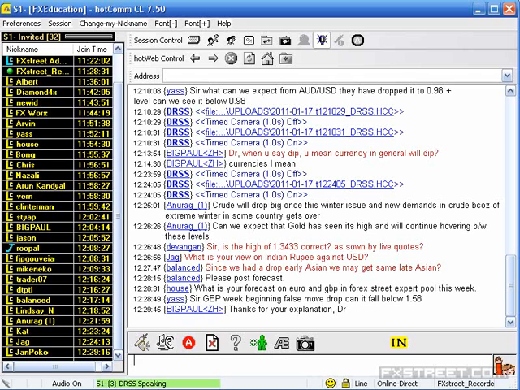Then, Devangam, is the high of 34.33 correct? As shown in the quote page, I explained in the beginning that 1.3433 has not been shown, but Friday's high has been taken into consideration by Interbank Treasury. That shows very clearly they wanted to make an upward stop and about that today.